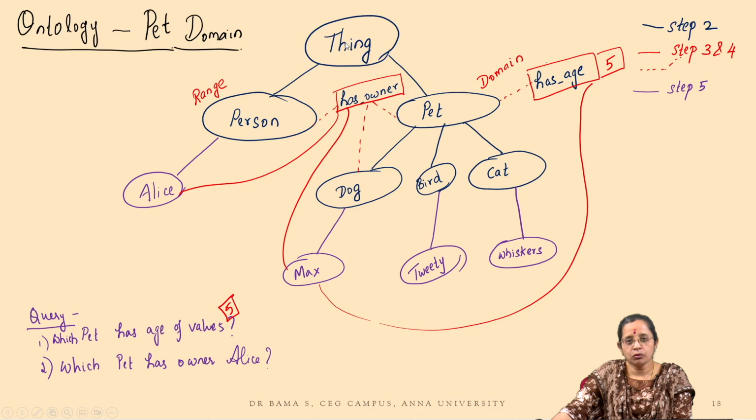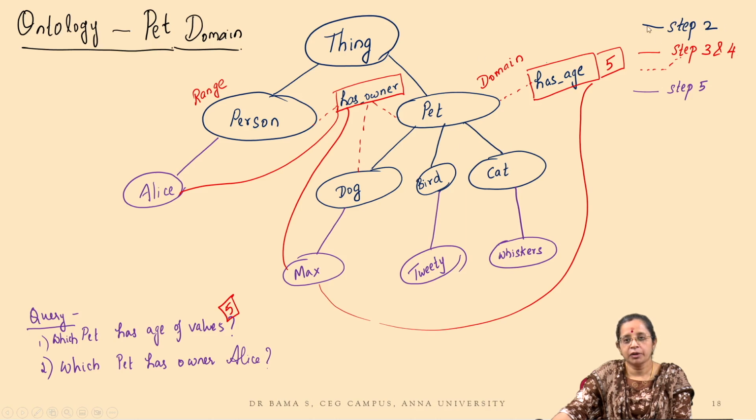In step 2, we are defining the classes. The classes consist of a superclass of thing that is mentioned here, along with this a person. Pet is a kind of thing, person is a kind of thing, dog is a kind of pet, bird is a subclass of pet, cat is a subclass of pet. So, this comes under class 2, which I have mentioned here in class 2.